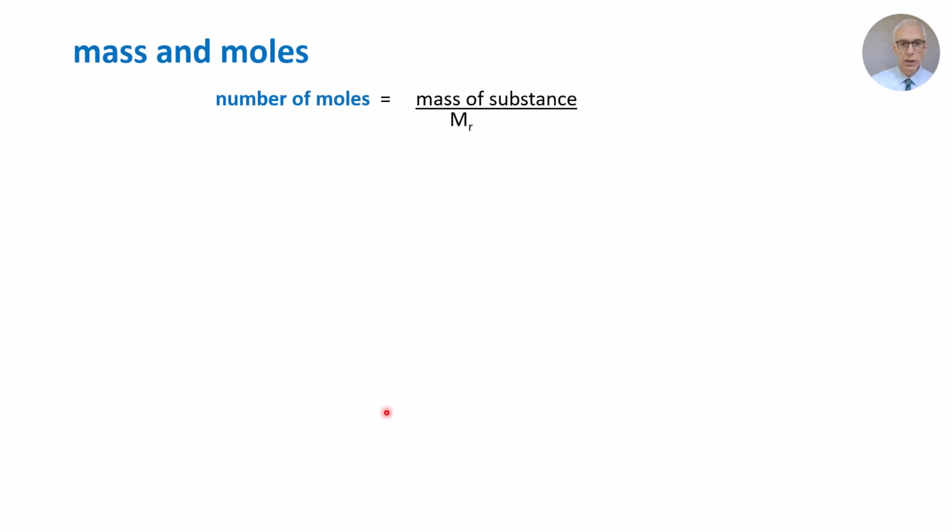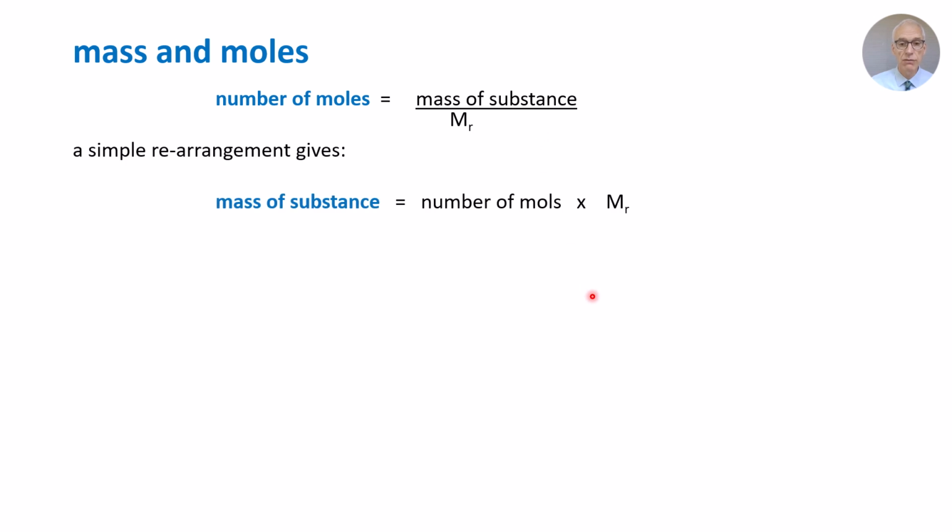So we need to calculate the number of moles from a mass of substance, because in experiments, of course, we're not measuring numbers of moles directly. We're going via a quantity such as mass. So we need to be able to convert the mass of substance into numbers of moles, and we're going to divide by the relative formula mass. So mass divided by relative formula mass gives us numbers of moles.